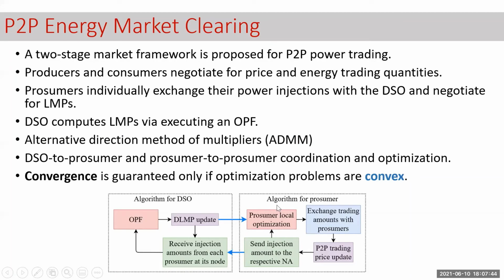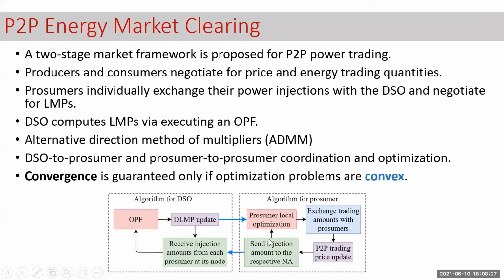The algorithm proposed in this work is the alternating direction method of multipliers, and it has a two-stage mechanism. Here in this context, prosumers will first execute a local optimization. They will see what their resources are and how much they can dispatch considering their own local constraints. Depending on their preferences, they will communicate with other prosumers, and some price update is involved, meaning the price at which they will sell or buy power.